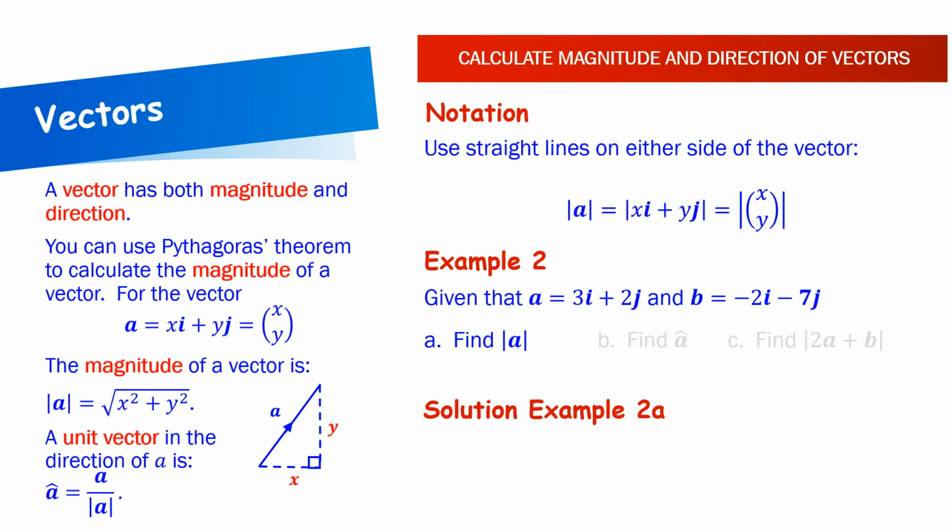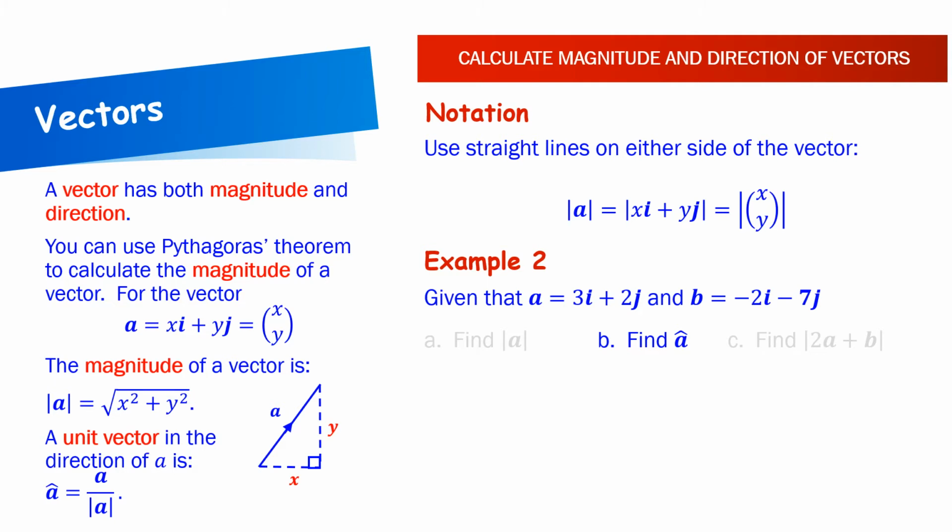So let's solve this. Mod A equals the square root of 3 squared plus 2 squared, which equals the square root of 13. And of course here we've used Pythagoras' theorem.